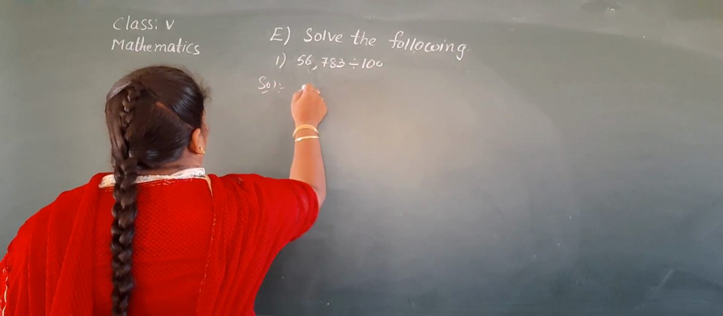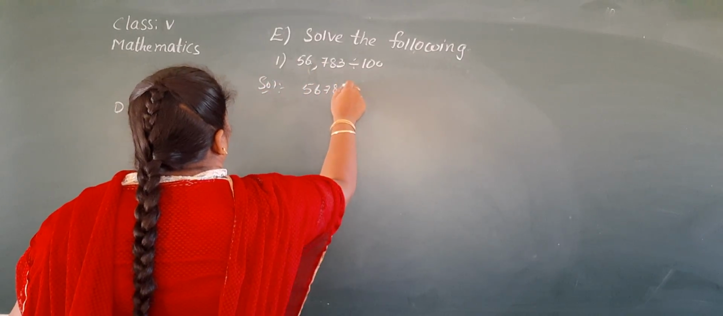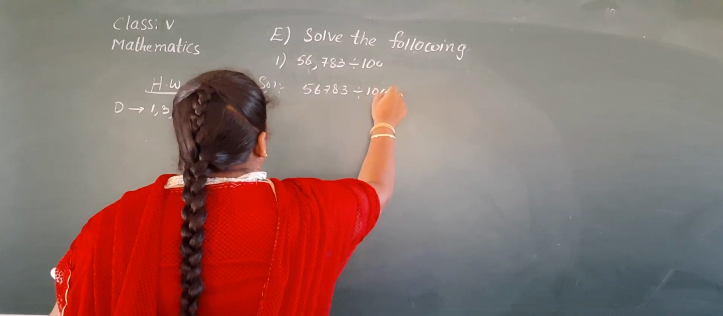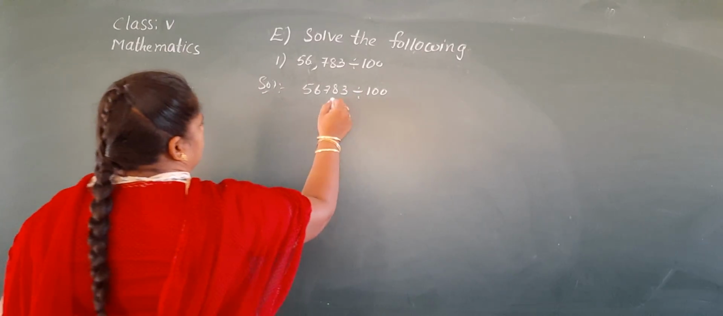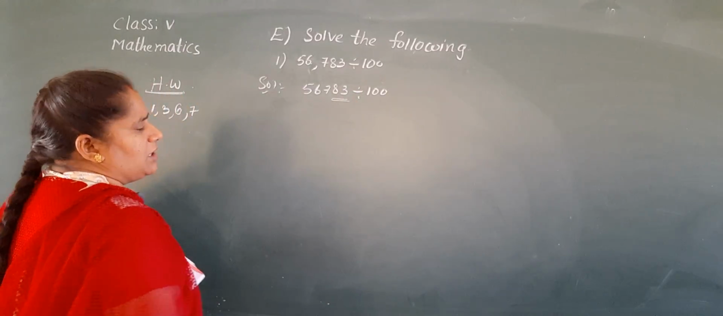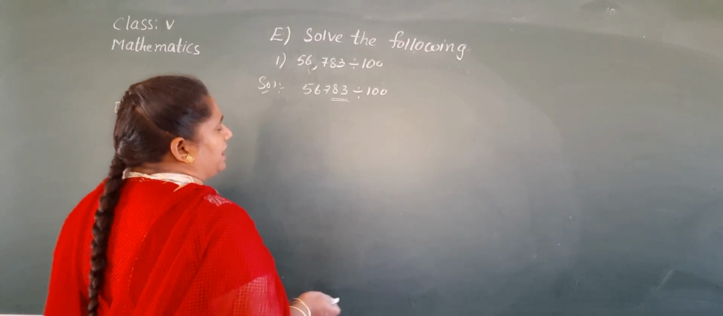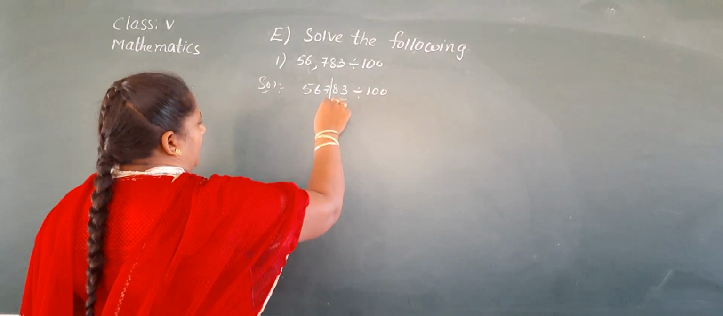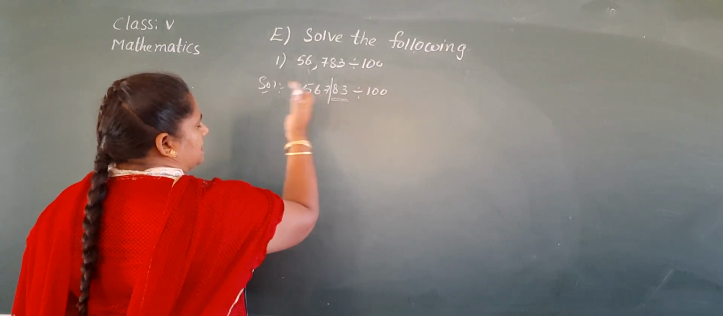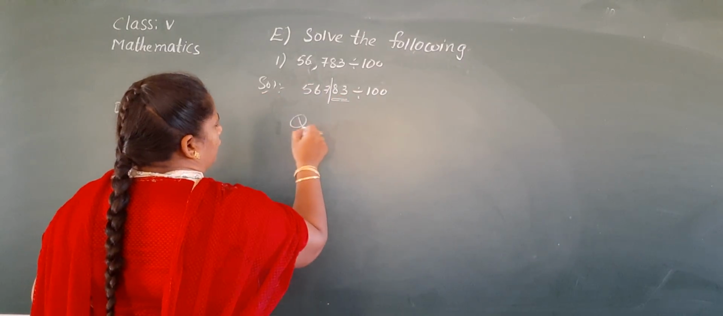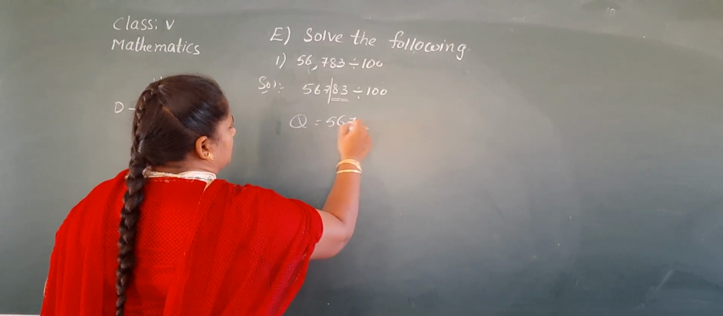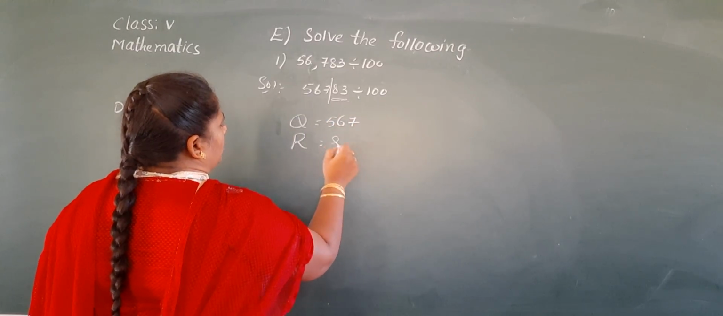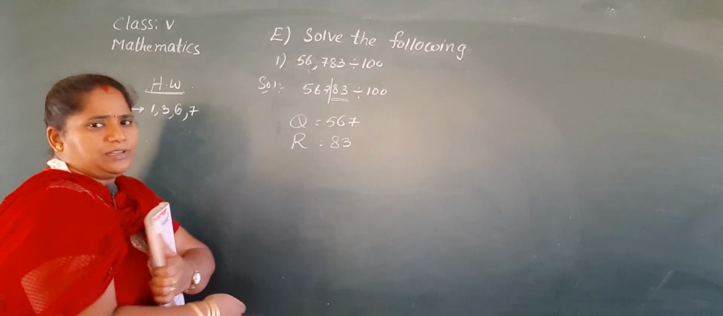So if the number is divisible by 100, the last two digits become the remainder. So without doing division, we can say the quotient and the remainder. So draw the line. This is the remainder and this part becomes the quotient. Therefore, quotient is equal to 567 and remainder is equal to 83. Already you know that very well, Nana.